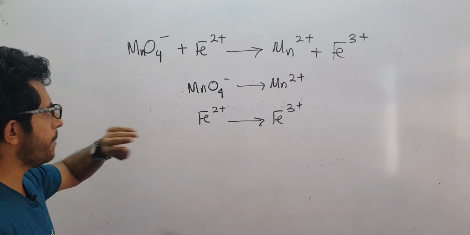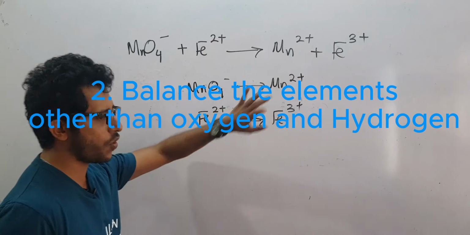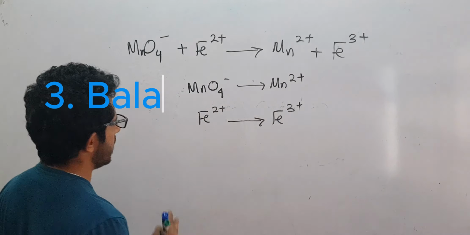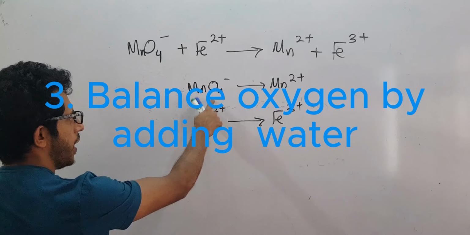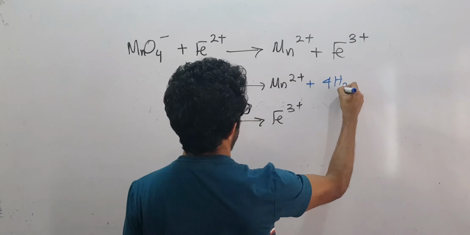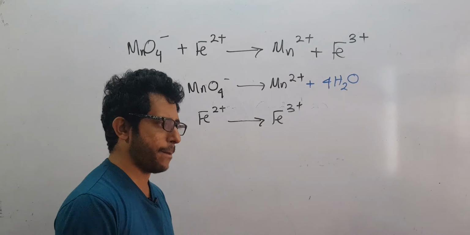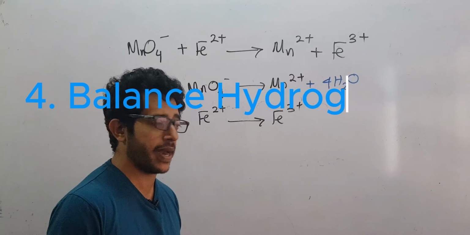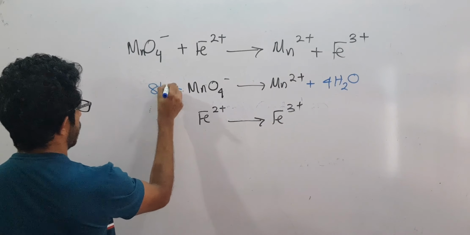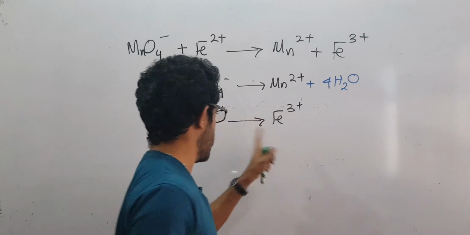The first step is to balance the elements other than oxygen and hydrogen. In this case you do not have any, because the manganese is already balanced, so the first step is not applicable here. The second step is to balance oxygen by adding water. Here you have 4 oxygen, so you put 4 water molecules on this side. The third step is to balance hydrogen by adding H plus. Here 4 into 2, so you have to put 8 H plus, not just H, H plus, 8 H plus. The iron half reaction does not need this.